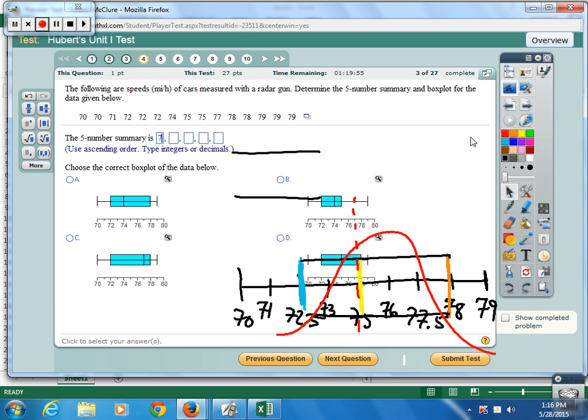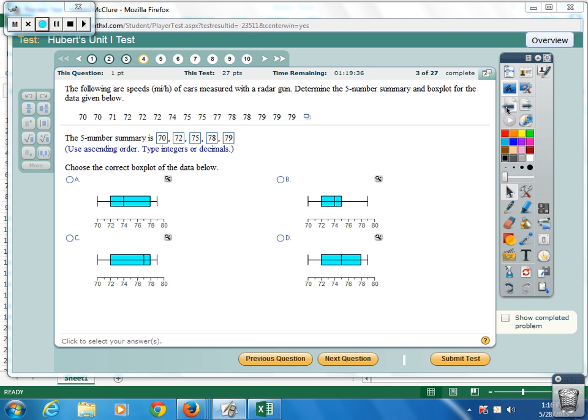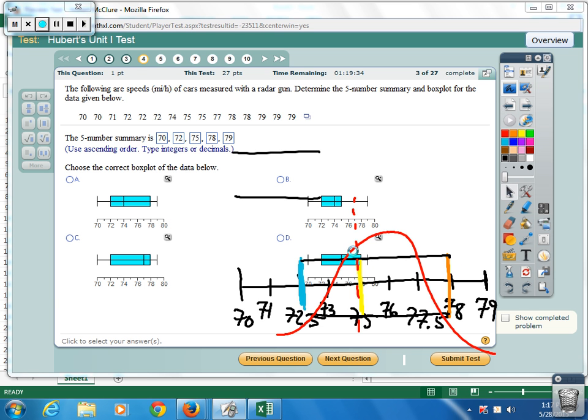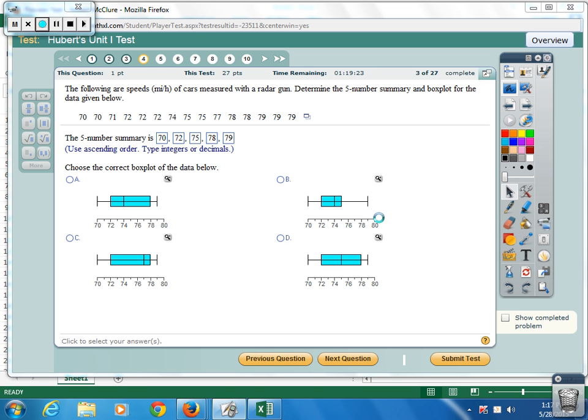So 70, 72, 75, 78 and 79. Now, a lot of people say, well, I don't know which one it is. Well, look at the one we drew. The one we drew has the center 75 and the median being 75. So let's look for a 75-75 match. Well, I can tell you one it's not.